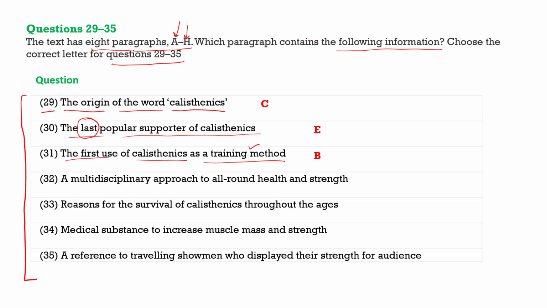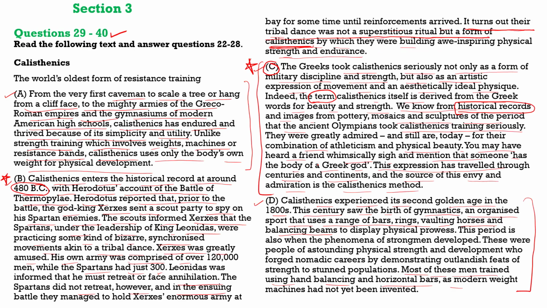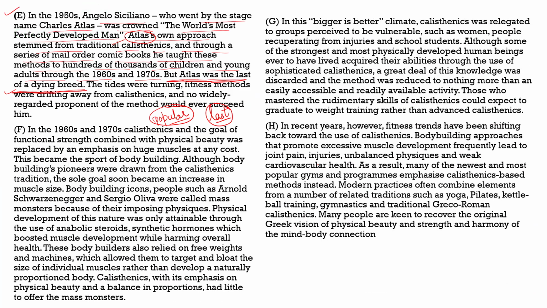B. Moving to question number 32, a multidisciplinary approach to all-round health and strength. Where is it mentioned about a multidisciplinary approach, that too for health as well as strength? Let us find out. Paragraph number A is the introduction. Paragraph number B is the first time when calisthenics was used. Paragraph number C talks about the origin. Paragraph number D talks about the different things in calisthenics, right? Let us go to paragraph number E. E talks about Atlas. Now we need to read paragraph number F.